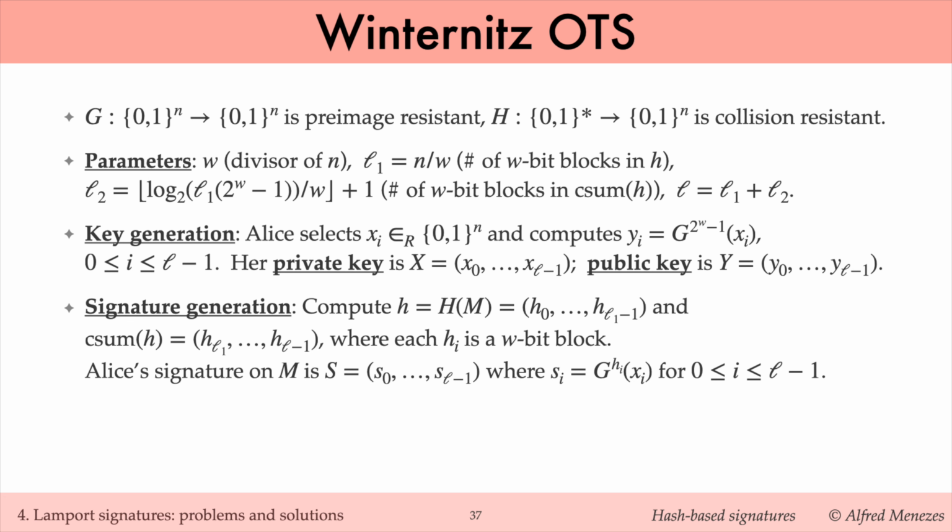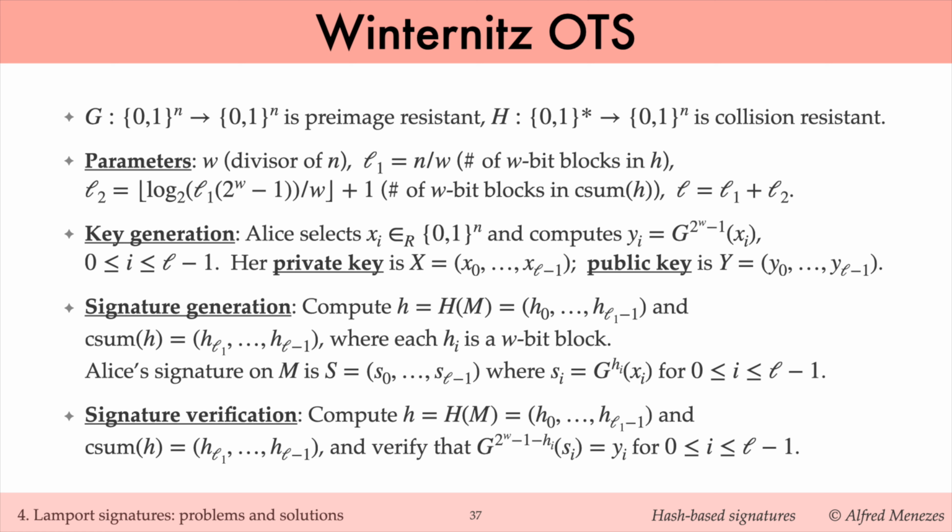To sign the message M, Alice computes its hash H and the checksum of H. The hash H and checksum are split into W-bit blocks. Alice's signature on M consists of L components, where the ith component Si is the element on the ith hash chain that is Hi apart from the starting value Xi.